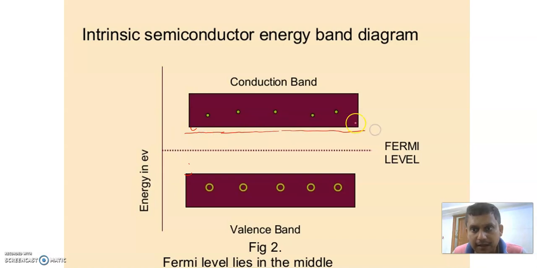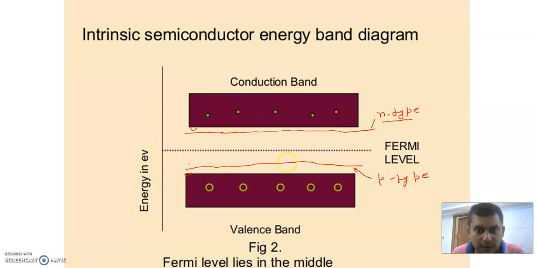So for the N-type semiconductor, Fermi level lies near the conduction band. So this is the Fermi level for the N-type extrinsic semiconductor, and for the P-type semiconductor, Fermi level lies near the valence band. So this is for the P-type semiconductor. To summarize: for intrinsic semiconductor, Fermi level lies in between the conduction band and valence band. For N-type semiconductor, Fermi level lies near the conduction band, and for the P-type semiconductor, Fermi level lies near the valence band.